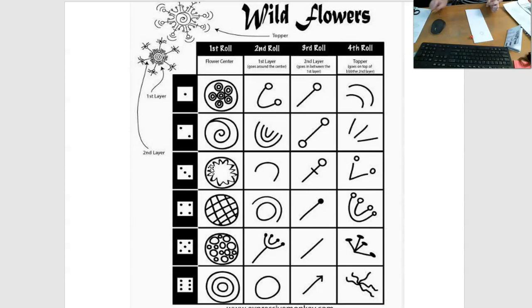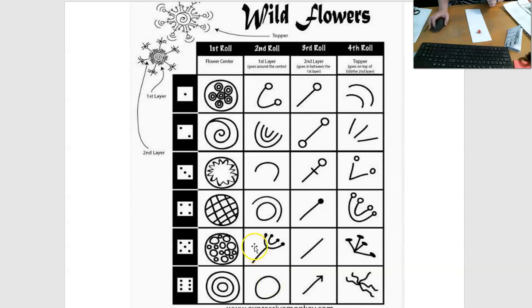Okay, so that's layer 1, my first roll. The flower center is done. I'm going to take my die and roll it again. This time I got a 6. So if I look over here, second roll, I have to come all the way down to 6. Okay? And I am going to make circles around the first layer.